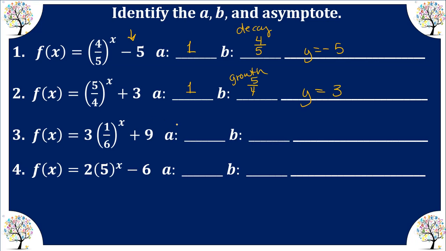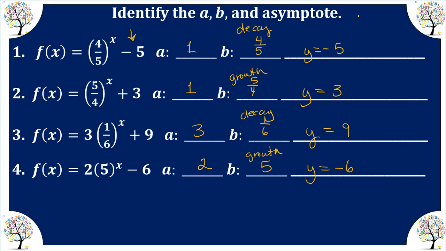Number 3, our A value is 3. Our B value is 1 over 6. This is a decay. And our asymptote is y equals 9. Number 4, our A value is 2. Our B value is 5. This is a growth. And our asymptote is y equals negative 6.